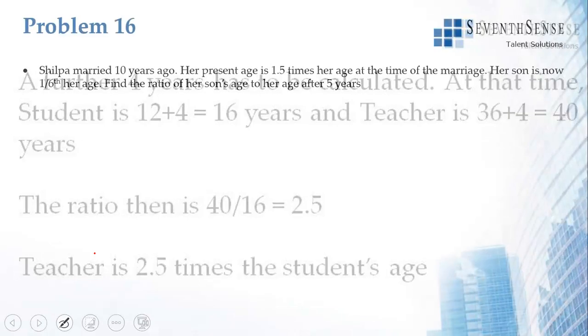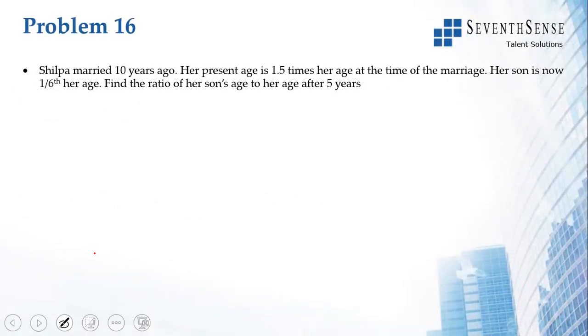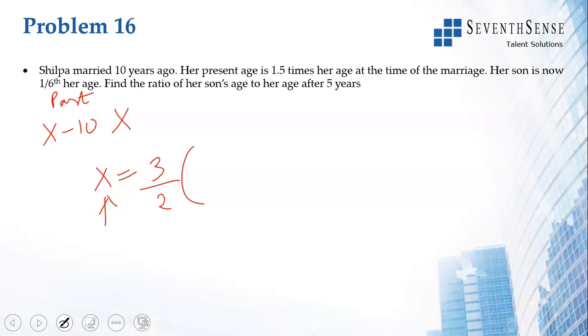Shilpa married 10 years ago. Her present age, so Shilpa's current age, if it is X, 10 years ago we have X minus 10. What is given? Her present age X is 1.5 times, you can write it as 3 by 2, into her age at the time of her marriage. She married 10 years ago. So her present age is 1.5 times her age at the time of the marriage. Her age at the time of the marriage is X minus 10.